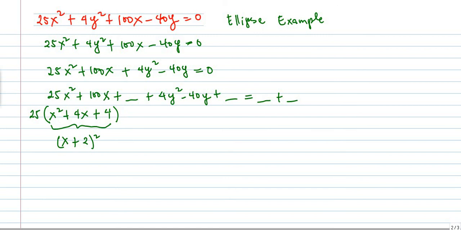Take note, we add here 4. So 4 times 25, 100. Okay, 25 times 4 equals 100. Therefore, we have to add 100 on this side.